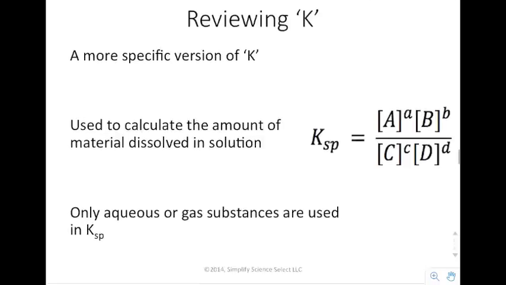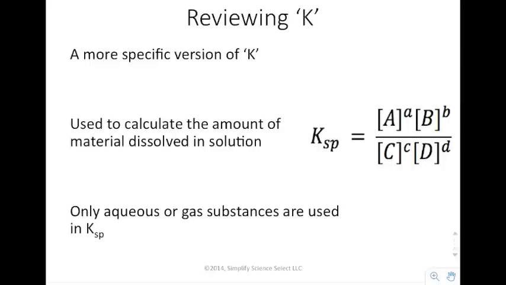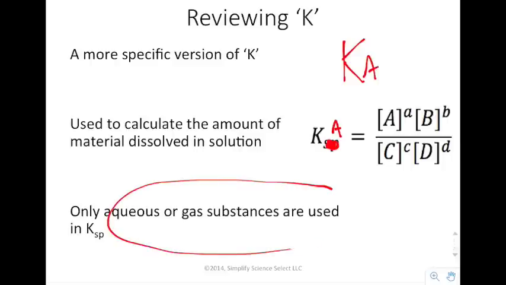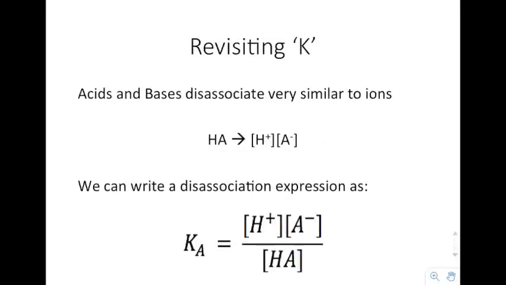We also need to talk a little bit more about K. We're going to review K from Unit 9. We're going to look at Ka. Ka is going to be a more specific version of K. Whenever we talked about Ksp, Ksp was a more specific version of K. The key thing is that only the aqueous and gas species are used. We're not going to use liquids.